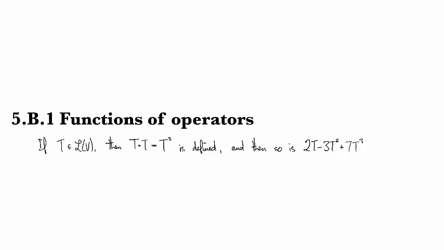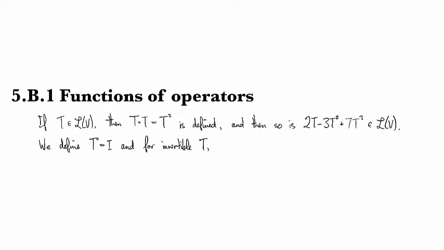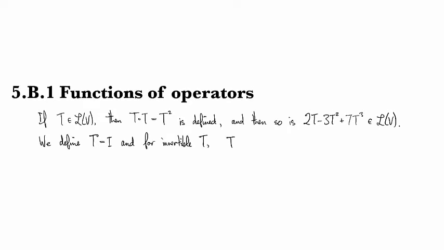And so this is why people like operators, because you can do this kind of stuff. And so we'll see we can actually apply polynomials to operators. So let's define T^0 to be the identity operator, and for invertible T, we'll use the inverse notation. T to the minus m is the same thing as the mth composition of the inverse with itself.